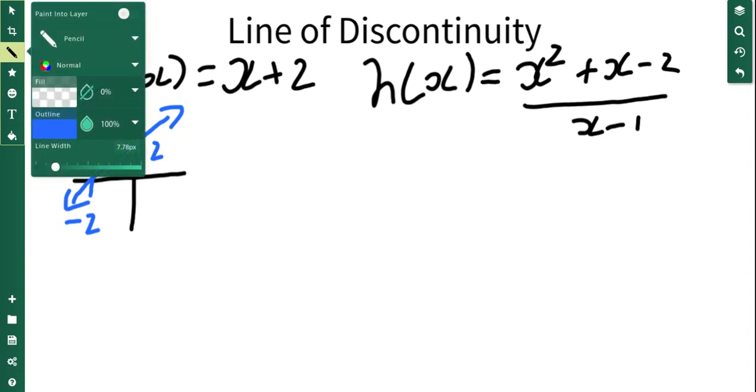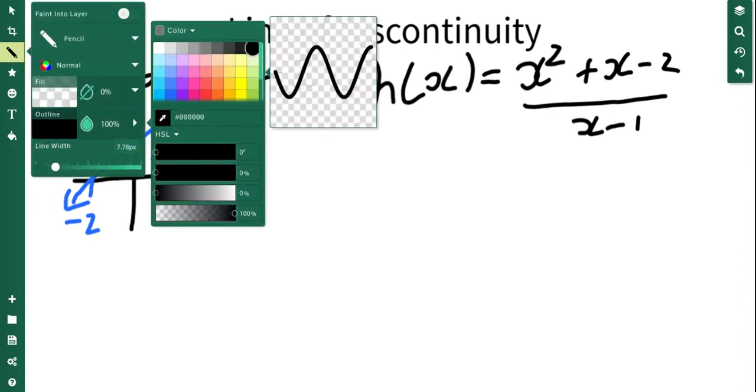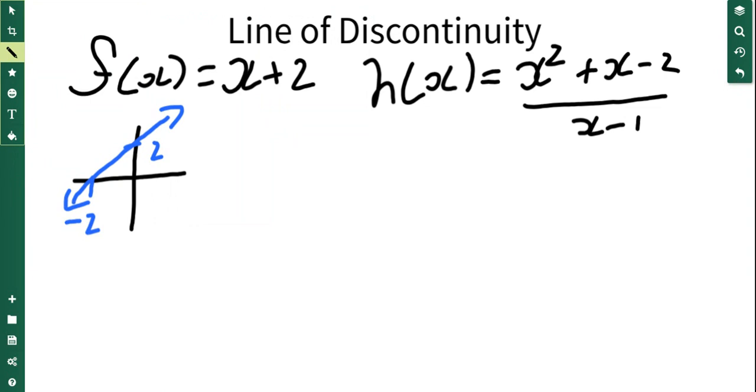Let's compare it with the second function h of x. The first thing we have to realize is there's going to be a non-permissible value, which is a value that this function cannot equal, and that is 1. Because if it does equal 1, then we'll have 0 in the denominator, and you cannot divide by 0. So the next step would be to simplify.